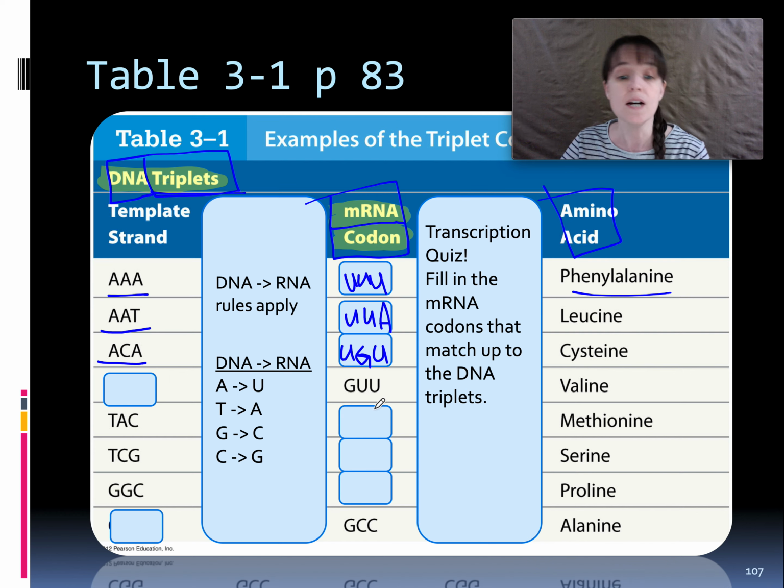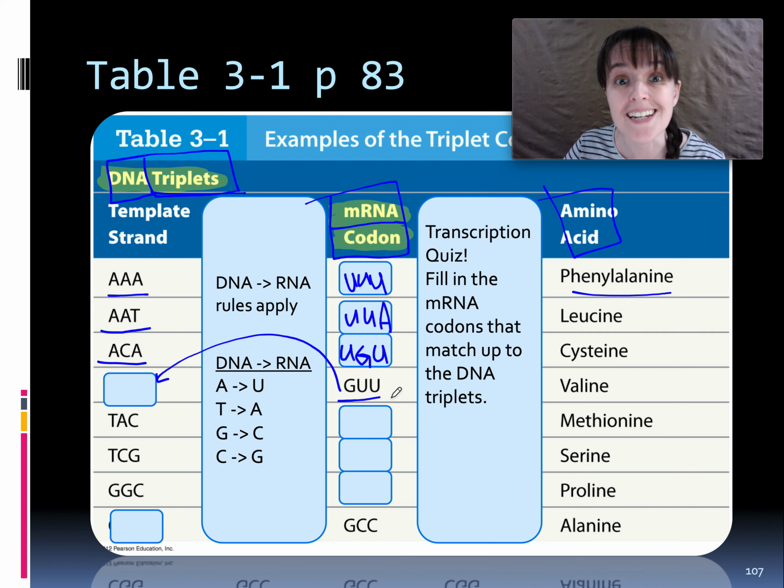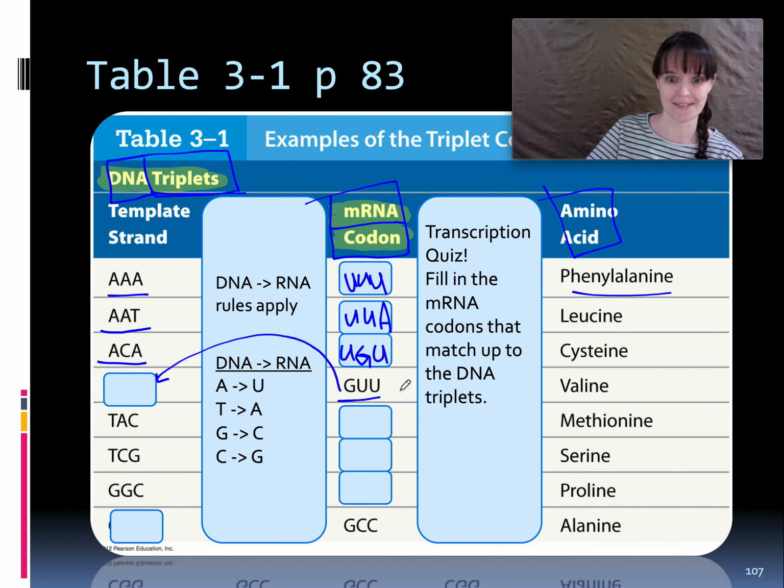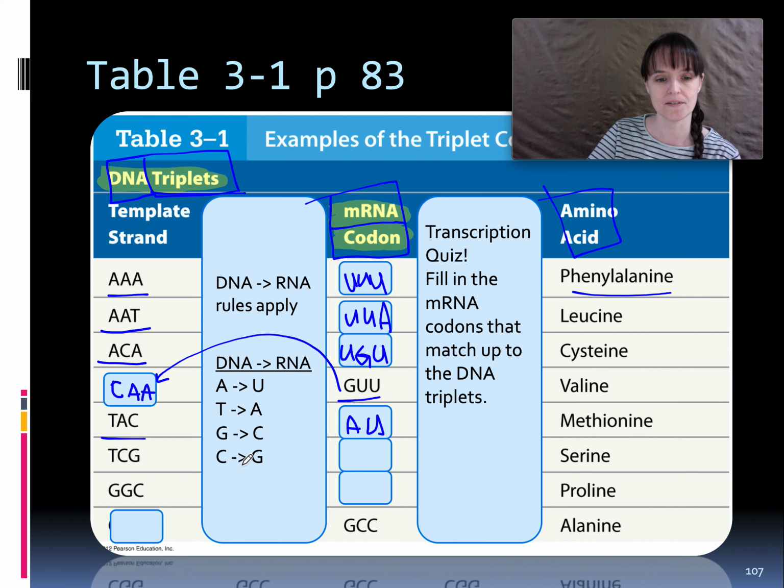Okay. So sometimes I'll ask you to go backwards. Say we have mRNA codon GUU. What DNA triplet made that? What are the complementary base pairs? Well, G was bound to C. U was bound to A. And U was bound to A. Okay. And then TAC, so T binds to A, A binds to U, and C binds to G.